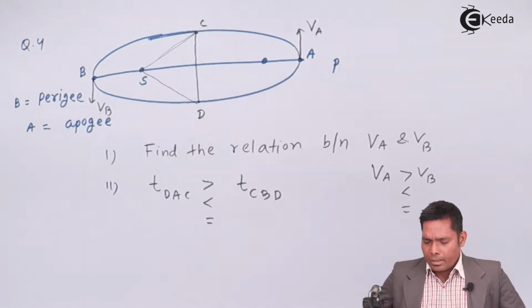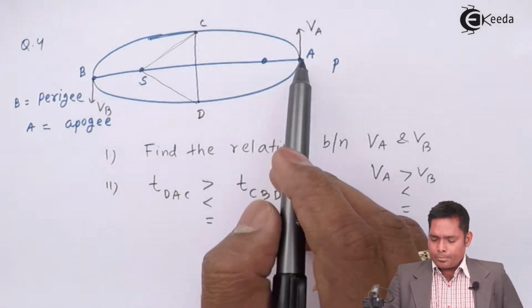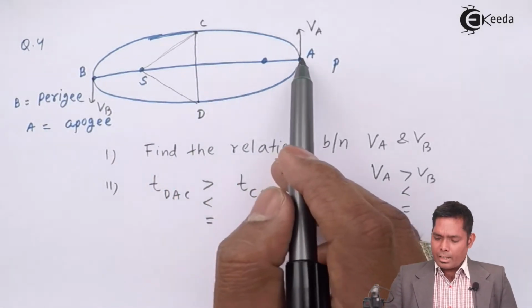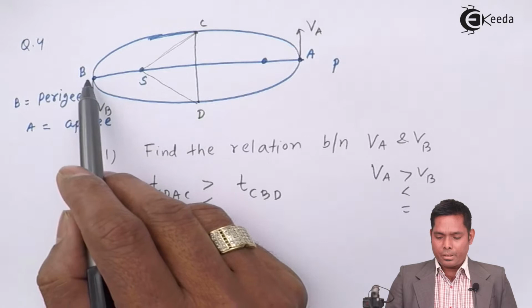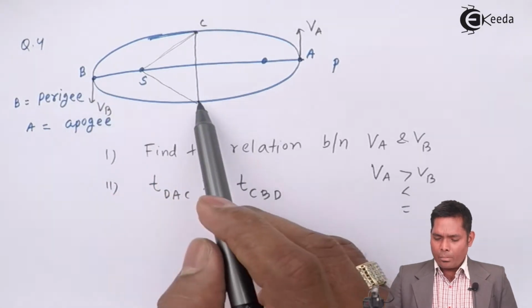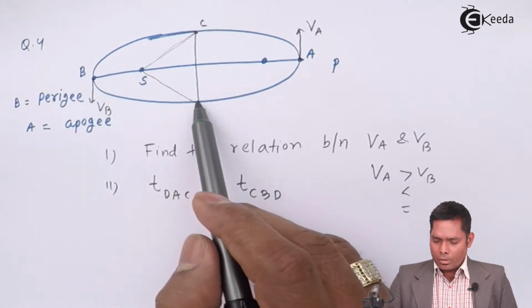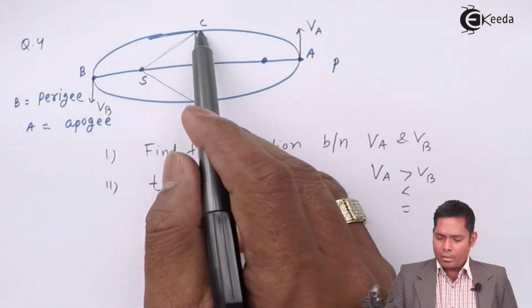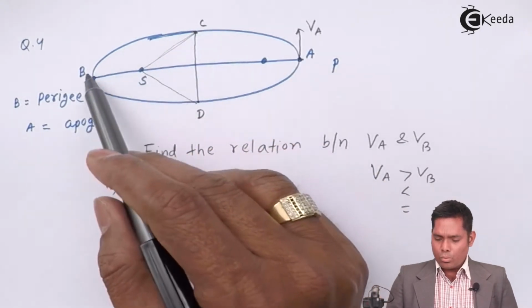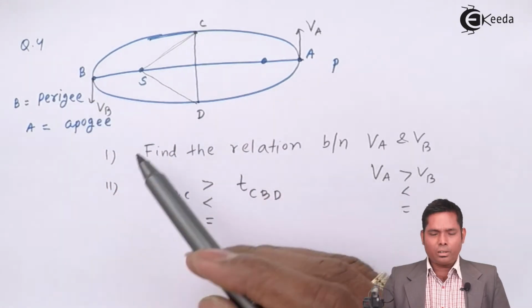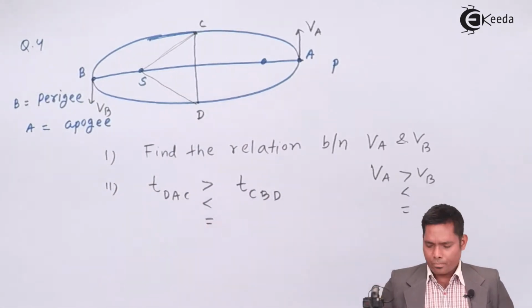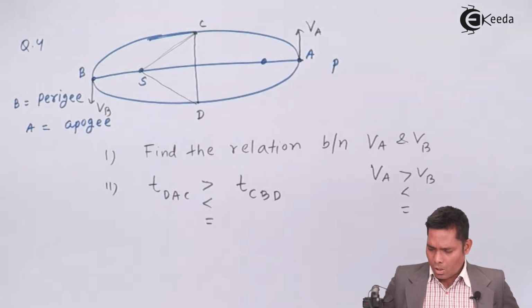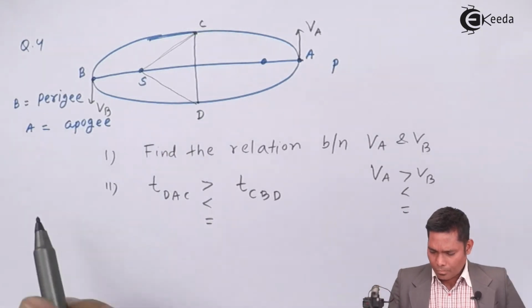So the question is that the planet is moving, and when it is at apogee, whether the speed is greater than the speed at the perigee, and when the planet goes from D to C, how much time it will take, and from C to D again by this path, whichever time is longer or whether they are the same. So this is the question. Now we will solve the question. Solution.